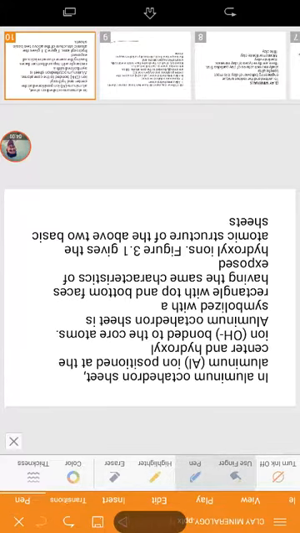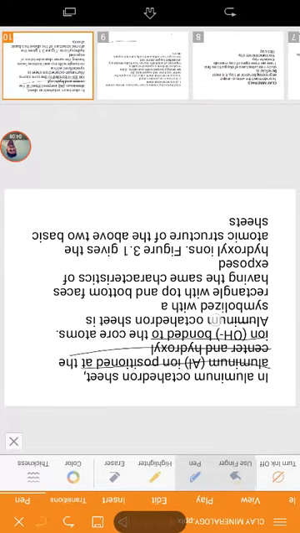In aluminum octahedron sheet, aluminum ion is positioned at the center and hydroxyl ions OH are bonded to the core atoms. Aluminum octahedron sheet is symbolized with a rectangle with top and bottom faces having the same characteristics of exposed hydroxyl ions. Figure 3.1 gives the atomic structure of the above 2 basic sheets.